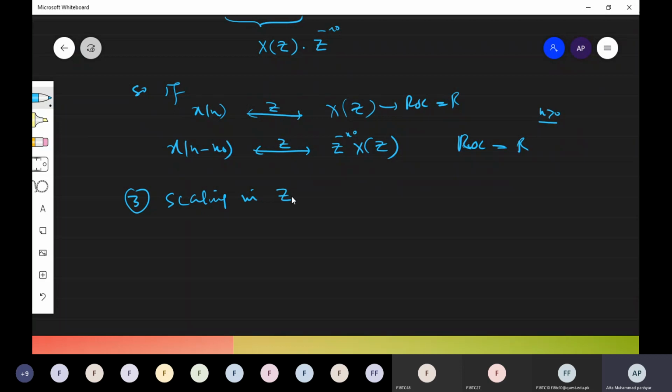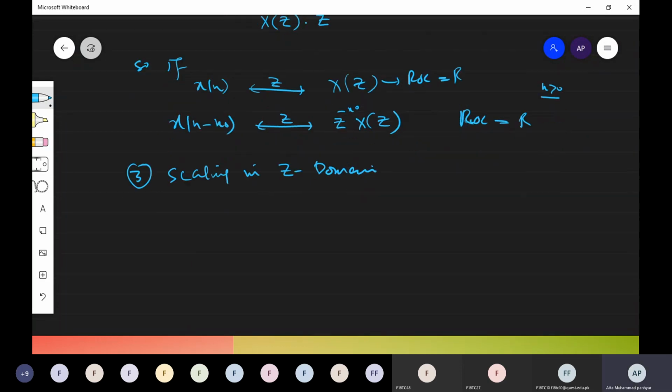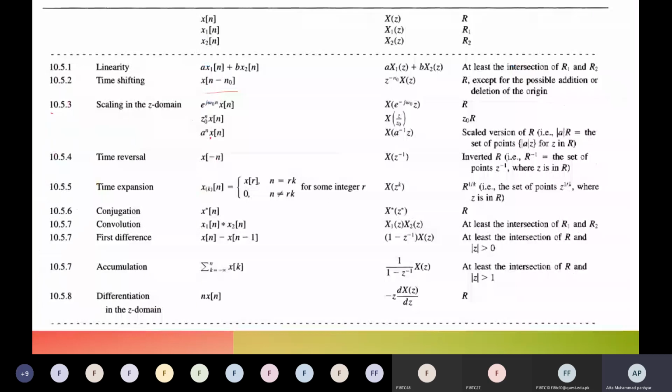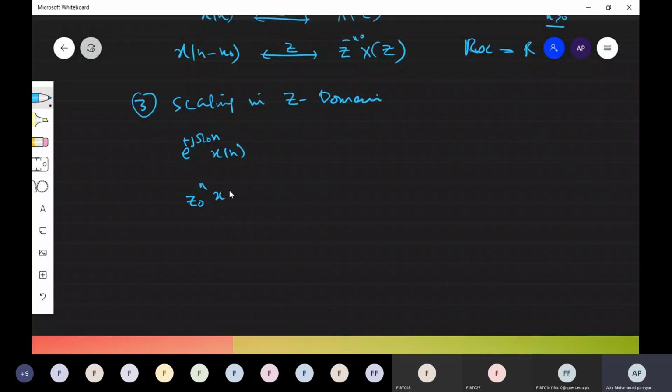Scaling in z domain. So there are possibly three scalings. Number one is, for example, a shift, e to the power j omega naught n, with x of n, right? The second may be z naught power n x of n.